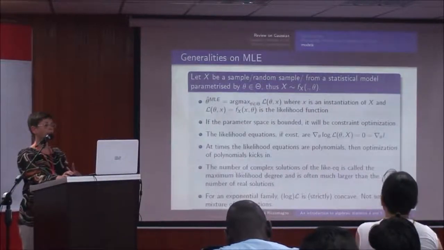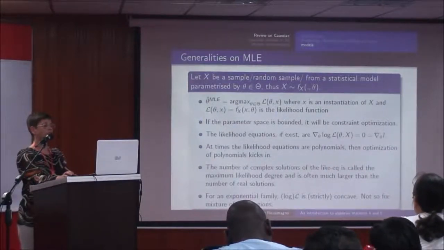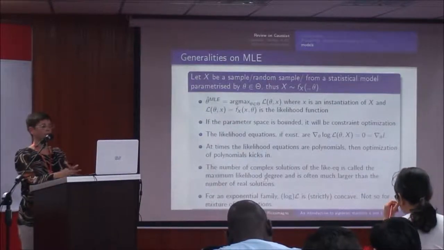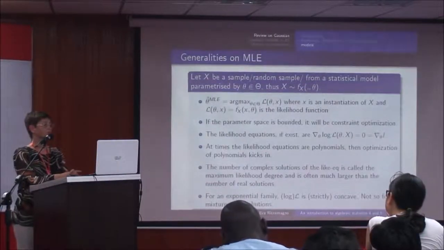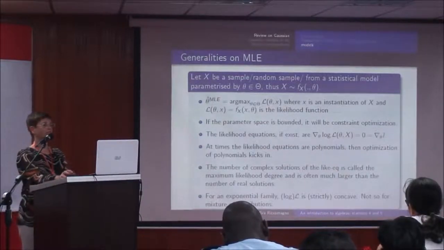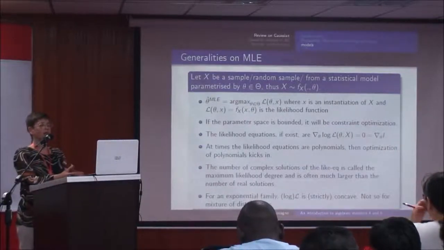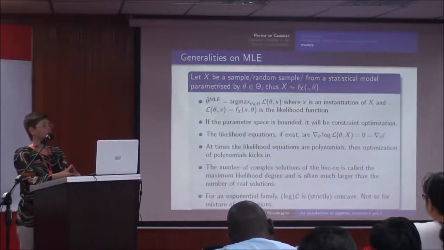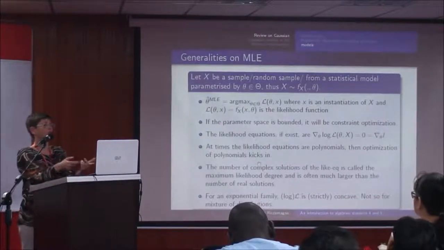Let's define first the number of complex solutions of the log likelihood equations. This is called the maximum likelihood degree of the model. Often it's much larger than the number of real solutions. Nevertheless, it's much, much easier to solve. That's why in this area, many people are trying to determine this number. Now, if the likelihood functions behave well, as they often do in exponential families, maybe not in curved exponential families, but usually they do, you don't need to resort to these polynomial methods. You can do the computation often by hand.